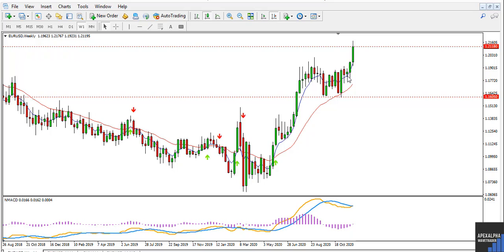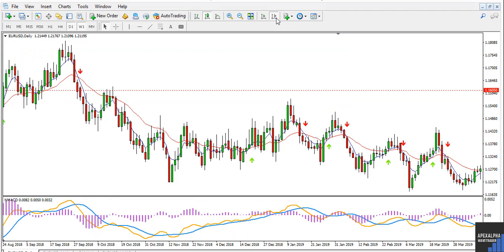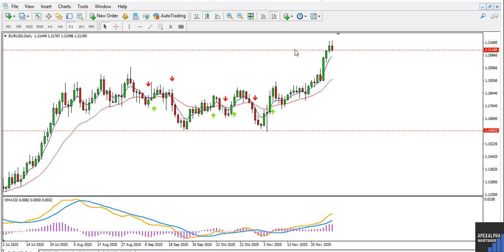So this is what I'm seeing on the daily time frame. Most likely to this region here, possibly to this region. There might be a pullback to this region. Okay, but the overall trend is to go long, or the overall trend is bullish.